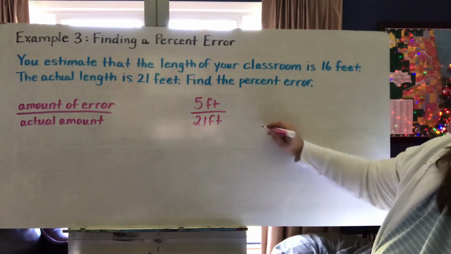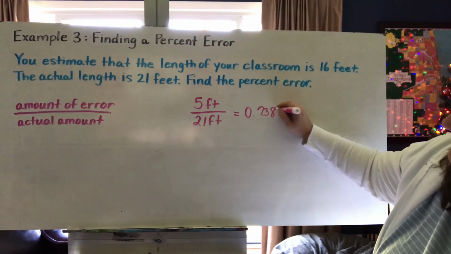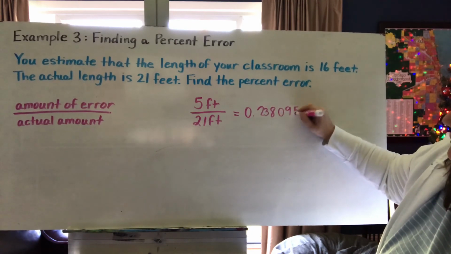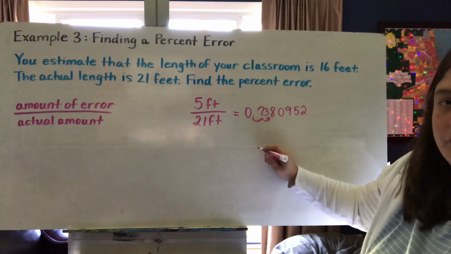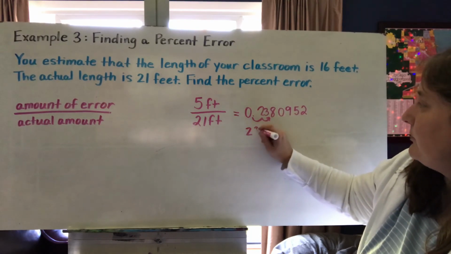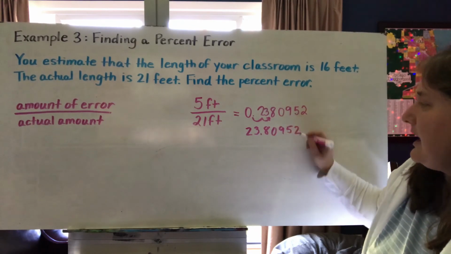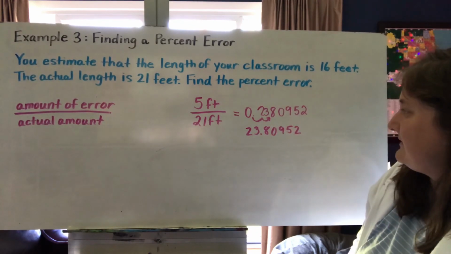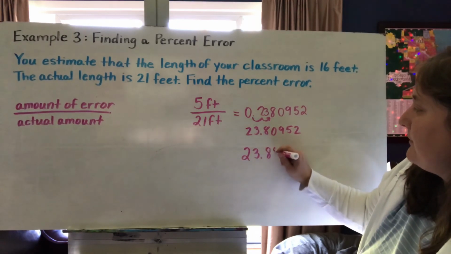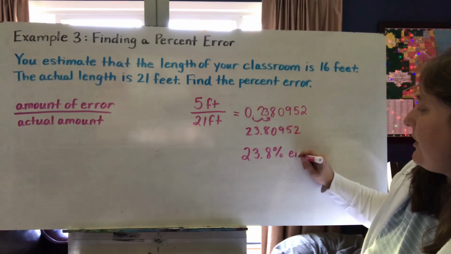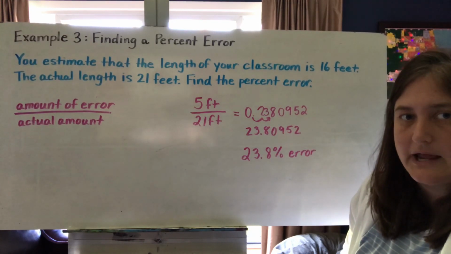And that gives me, on my calculator, about 0.238095. I'm going to change this to a percentage by moving the decimal over 2 spots to the right. So that's about 23.80952. And I'm going to round my answer to about the nearest tenth. So here I have a 23.8% error. So I was off in my guess by about 23.8%.